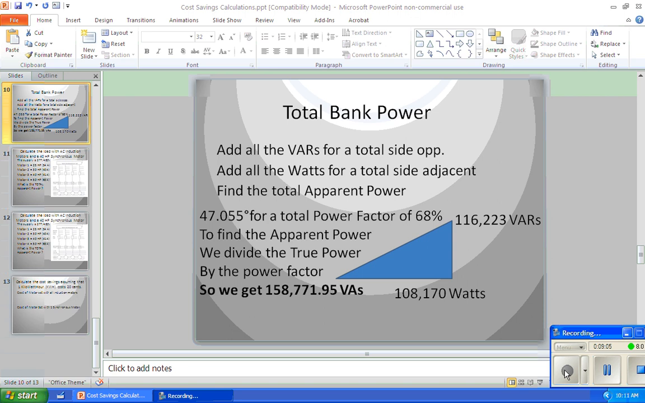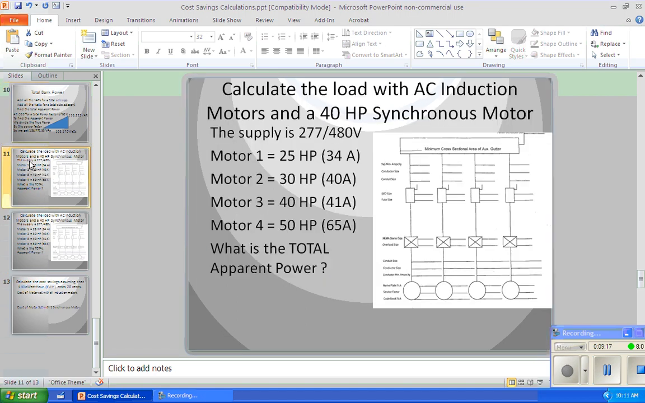Now, what if we take one of those motors out and we put in a synchronous motor and we overdrive it so that it becomes a leading power factor angle. So now we're going to have the same calculations we had before, except we're going to replace the third motor, the 40 horsepower motor, with a synchronous motor, and we're going to see how that affects everything.